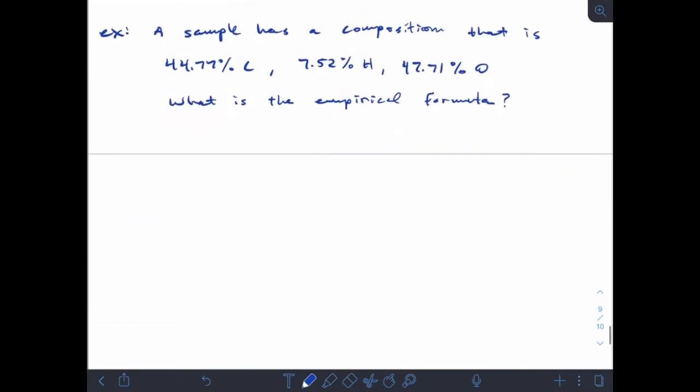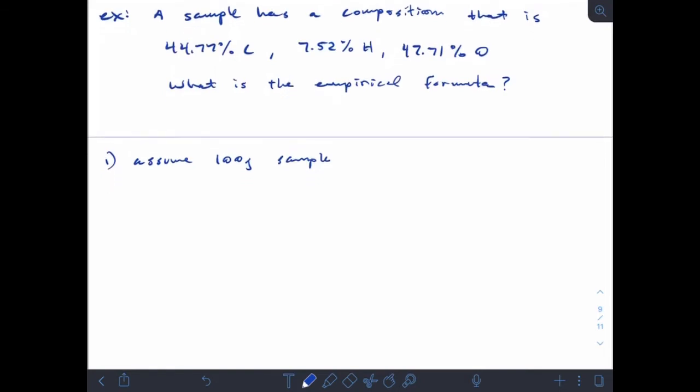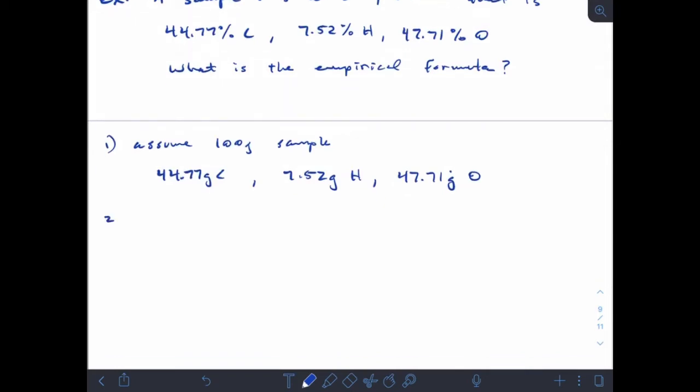Okay, so step 1, assume a 100-gram sample. Right, so if I say that I have 100 grams and I'm 44.77% or per 100, then that's the same thing as dividing by 100. So that means that I have 44.77 grams of carbon, 7.52 grams of hydrogen, and 47.71 grams of oxygen. Easy. Okay, step 2, convert to moles.